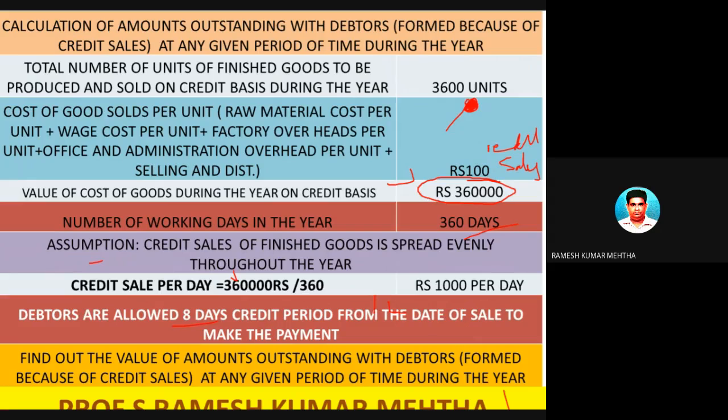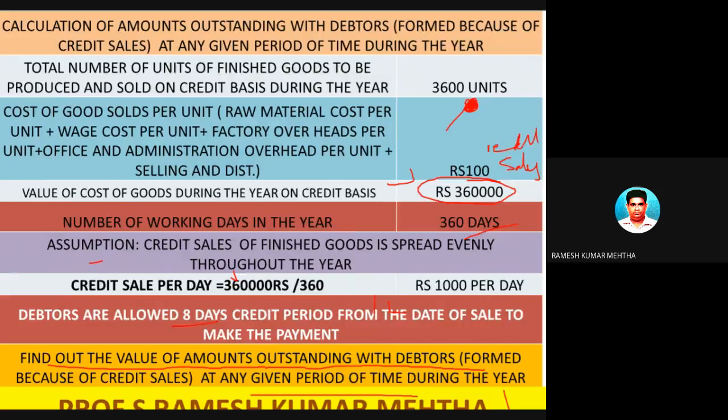Now let's talk about the question. Find out the value of the amount outstanding with the debtors at any given period of time. At any given period of time, see, it is continuous sales, a continuous cycle. Your money is getting stuck. He's purchasing the goods, he's paying the money, and again he's purchasing the goods, again he's paying money after 7 days. So it's a continuous cycle, and your money is getting stuck continuously. So we have to find out how much of our capital is getting stuck in debtors.